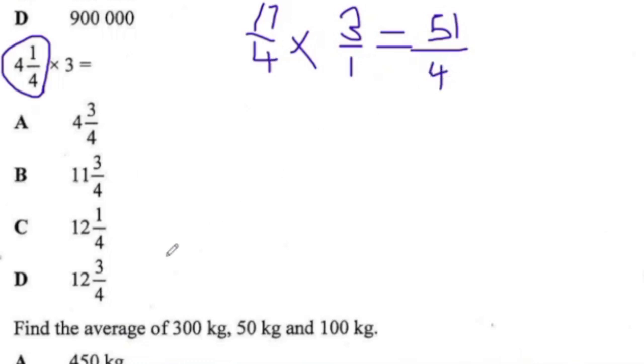Now we can change this to a mixed fraction again. How many times can 4 go into this? It will go 12 times. 12 times 4 will give us 48. What is the remainder? 3.